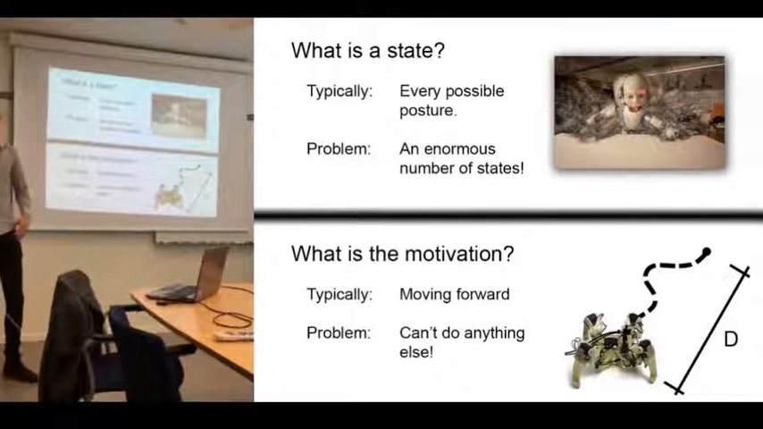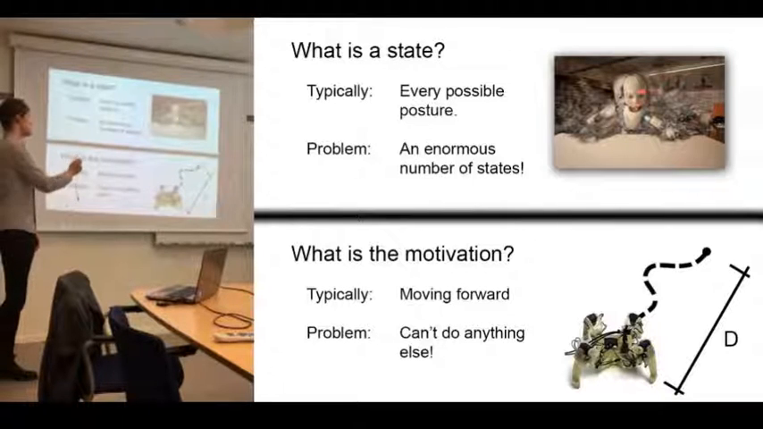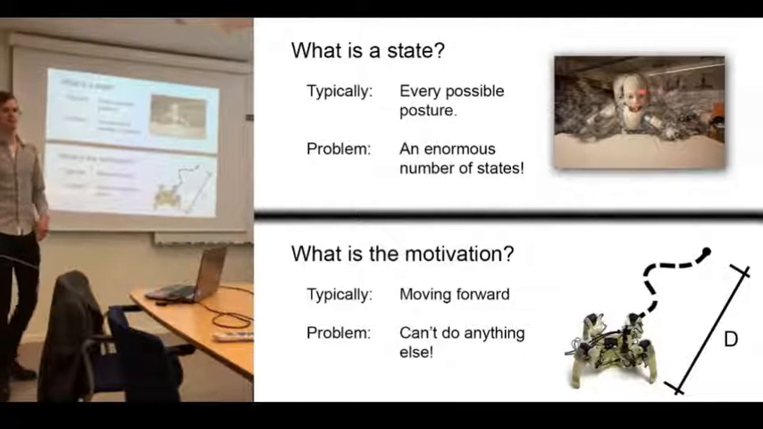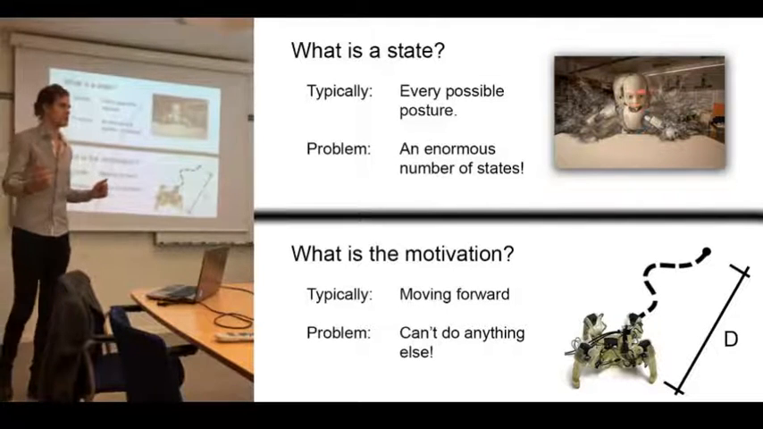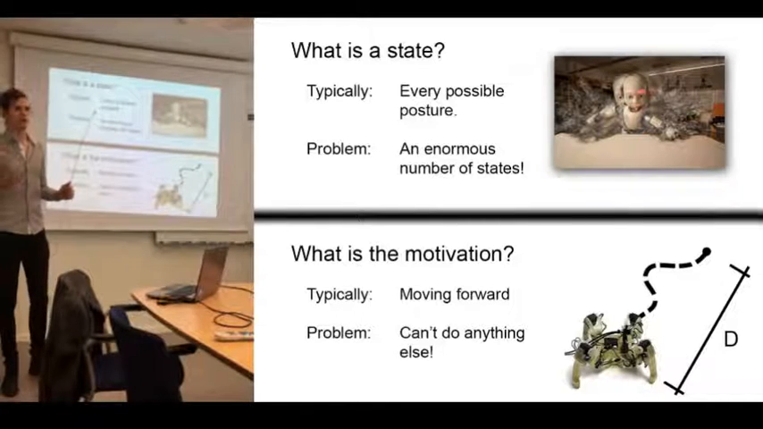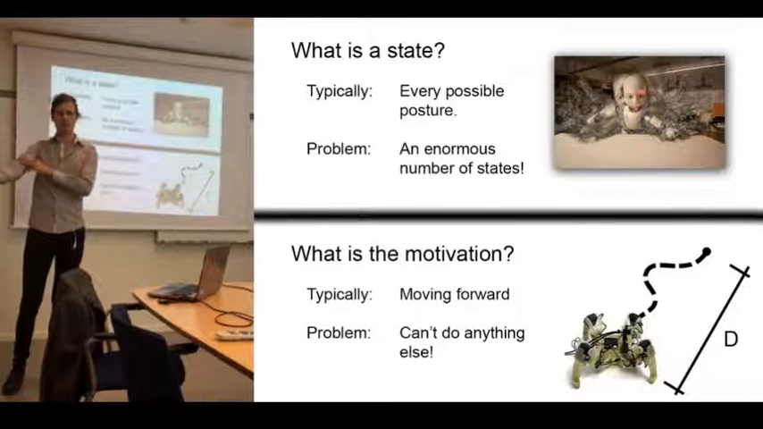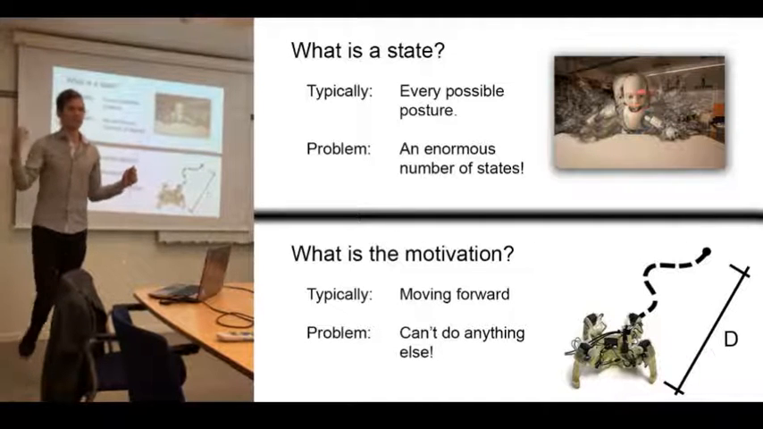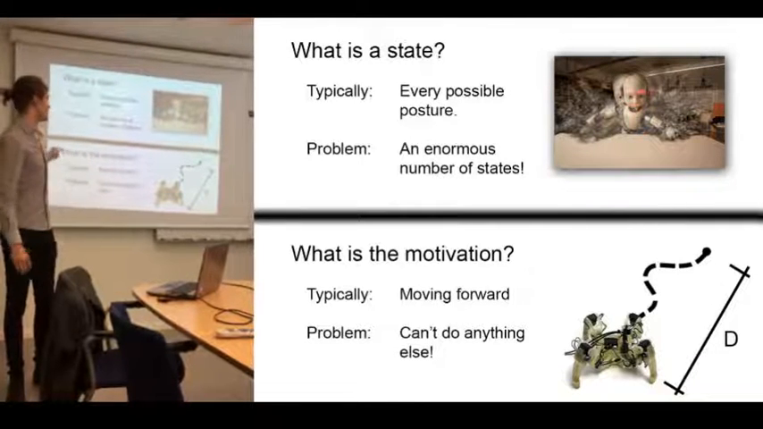Typically, when I have been looking at other studies, the answer to what is a state has been that they try to capture almost any possible posture of the robot. And the problem with this is that a robot could have a lot of different postures. If you only have one arm, then you perhaps only have these postures, but if you have as many joints as a human has, then it's inconceivable.